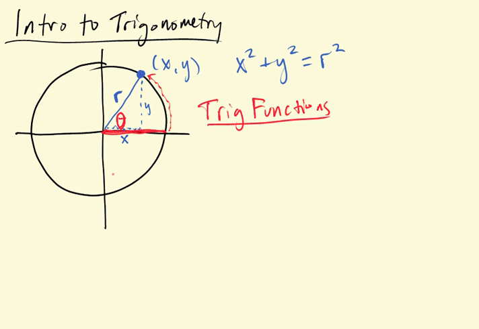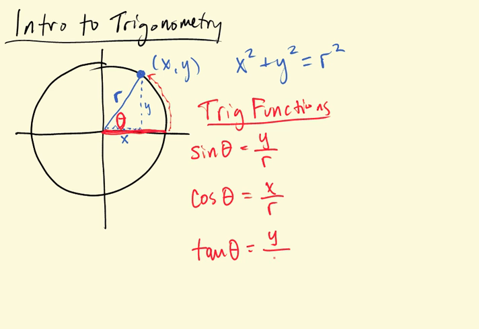Related to that angle theta, we have the sine of theta is defined as the y value divided by the r value. The cosine of theta is the x value divided by the r value. And the tangent of theta is the y value divided by the x value. Now those are the 3, I would say, kind of basic trig functions.